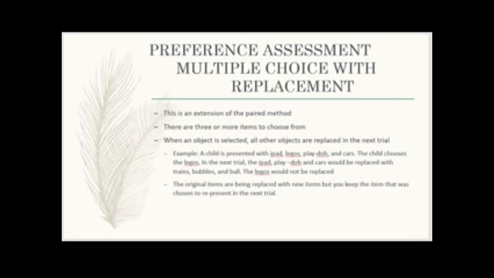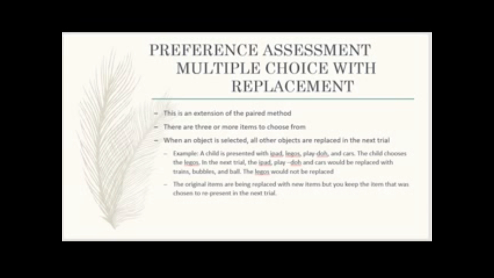So what this means, multiple choice with replacement, is that whatever the child did not choose, you're going to get rid of and replace. So the only item that you're not replacing is the one that the child did choose. So the child chose train. Train's still going to be an option for that child. I'm only replacing what the child did not choose. I got rid of the ball. I got rid of the bubbles. I got rid of the Play-Doh, right? And I replaced it with new things, except the train. The train is still a choice now. I hope that makes sense. And let me know if it doesn't.